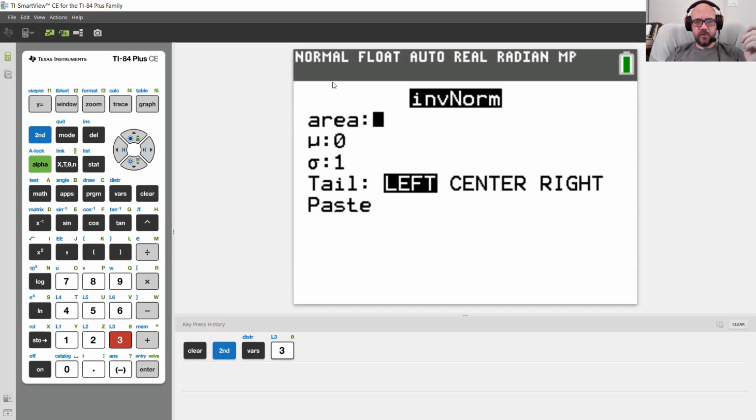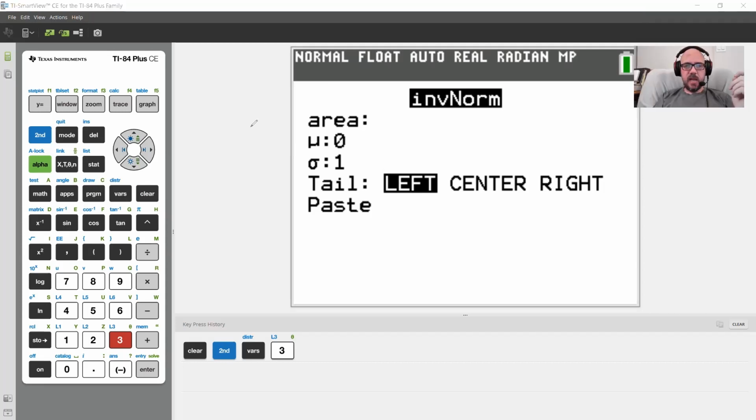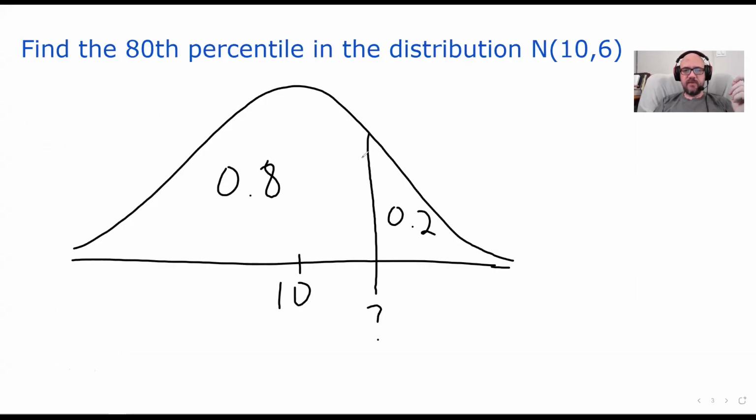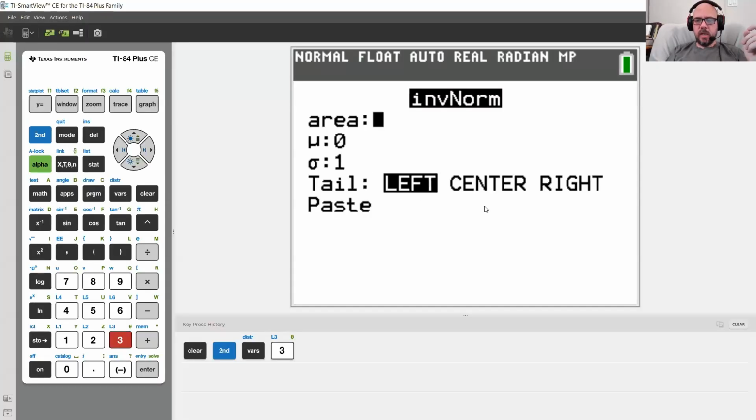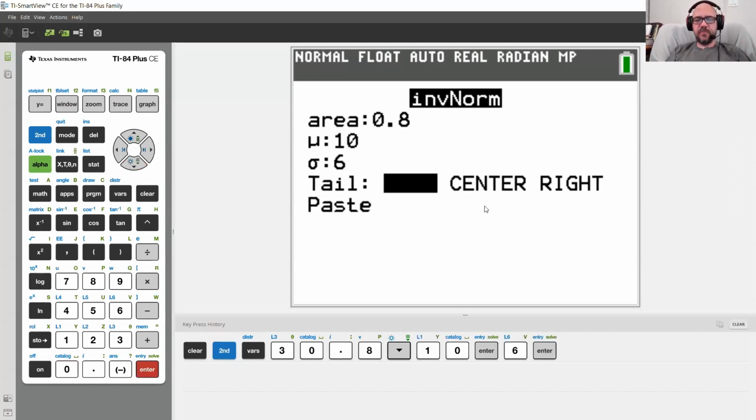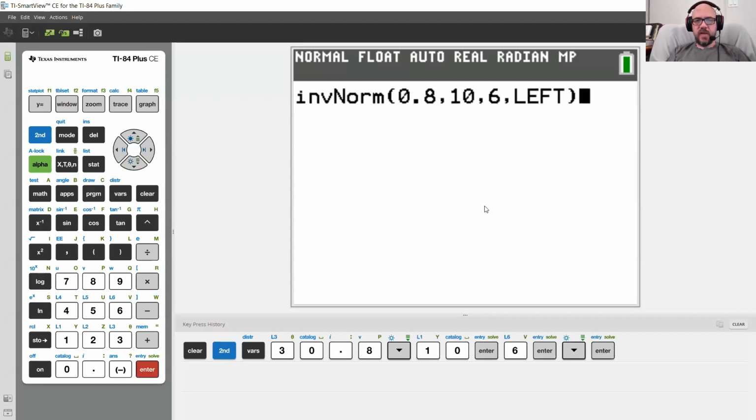Let's just briefly go back there. See, 80% of the area is to the left of the thing that I'm looking for. Share the calculator. There we go. So 0.8, you have to put in 0.8. If you put in 80, it won't like that. It's got to be a number between 0 and 1. The mean was 10 and the standard deviation was 6. So I'm going to paste that in: INV norm, 0.8, 10, 6, left.